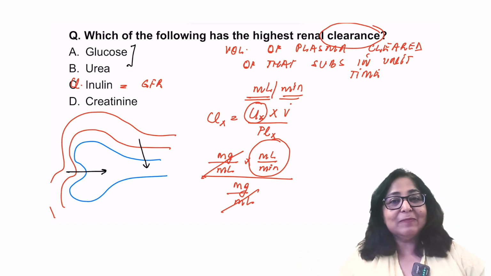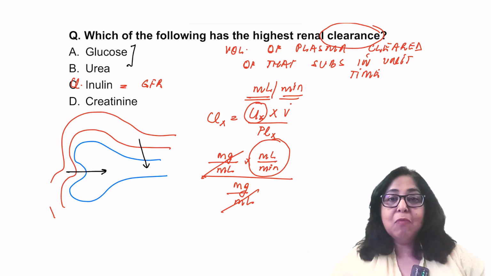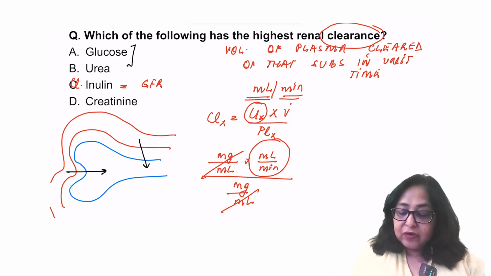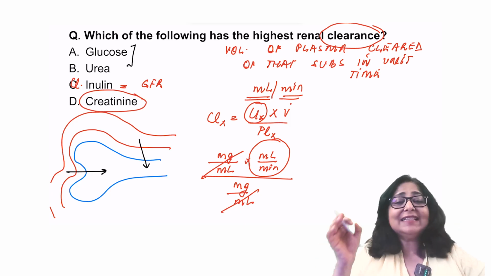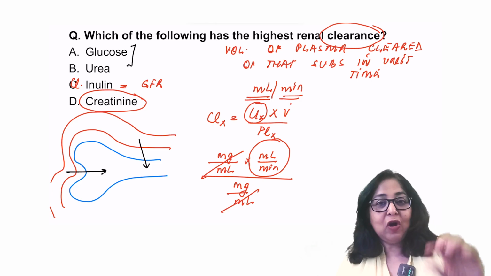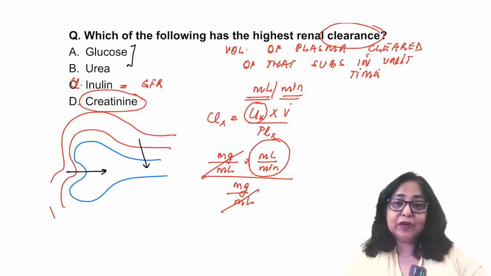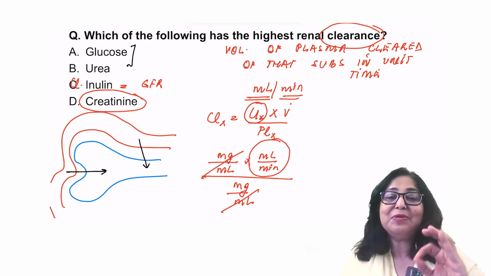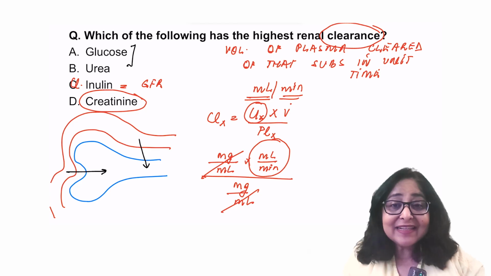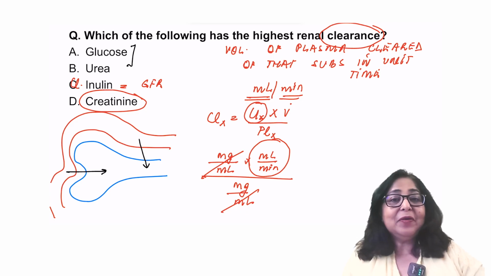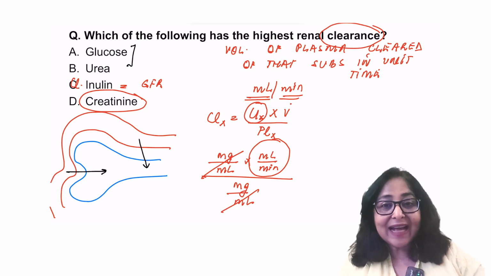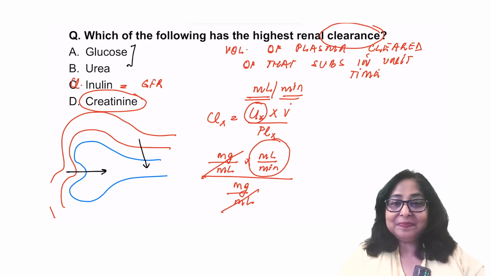All secreted substances will have a clearance which is more than the clearance of inulin. Now, creatinine is one substance which is freely filtered and slightly secreted. Because of that slight secretion, its clearance becomes more than the clearance of inulin. But please remember, it's only slightly more than the clearance of inulin. In fact, sometimes we also take the clearance of creatinine for estimation of GFR.